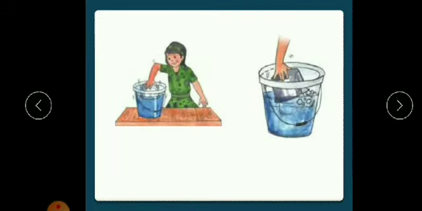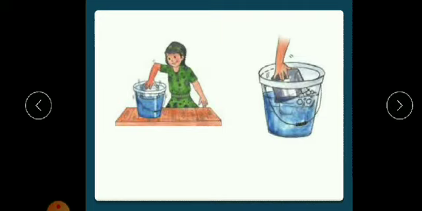Let us start an activity. Take water in a big container. Now take a small container and hold it upside down on the surface of the water. And without tilting it, push it down into the water. Now allow the container to tilt.